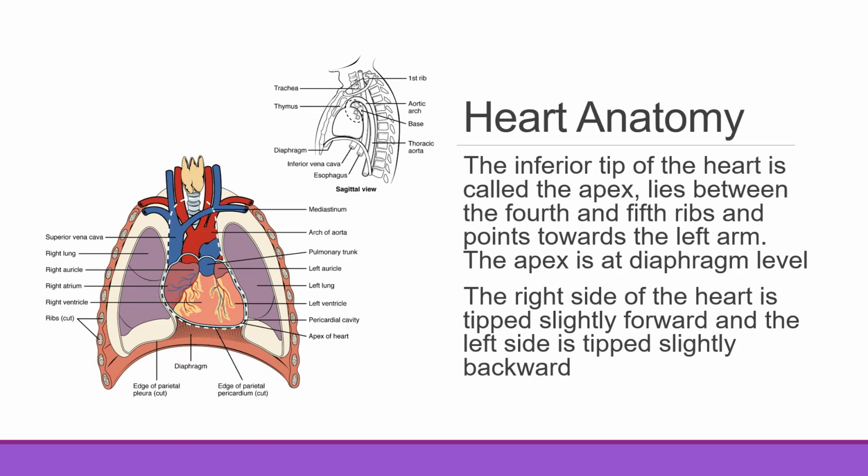The pointy part of the heart is called the apex, and it is at the bottom. It lies between the fourth and fifth ribs and points towards the left arm. The apex is right about diaphragm level. The right side of the heart is tipped slightly forward, and the left side is tipped slightly backwards. So it is not sitting in there straight up and down. And that's the point that you want to make sure that you understand. It's sitting kind of tipped to the side, and it's tipped a little to the back and a little to the front. So it's not straight up and down like they often show in pictures. It is correctly oriented in this picture.